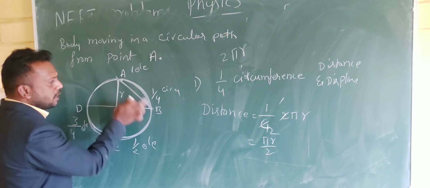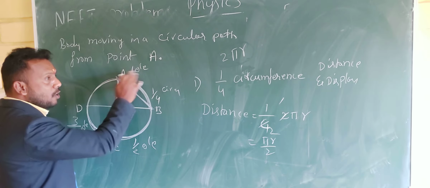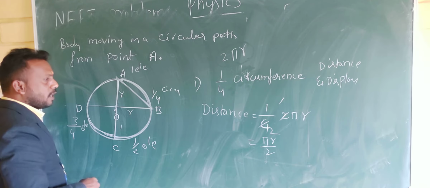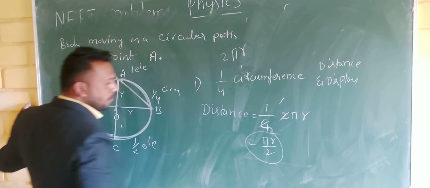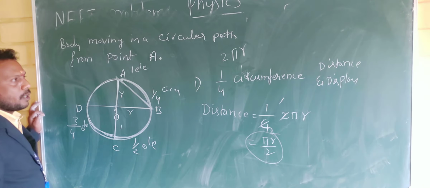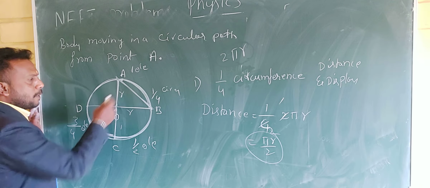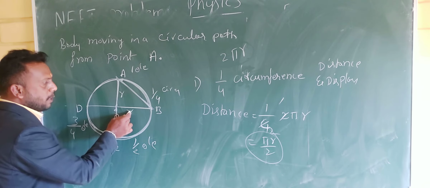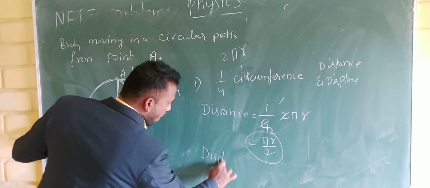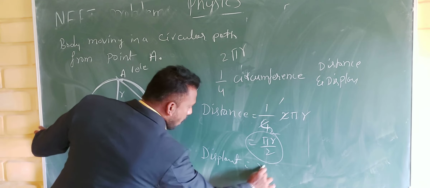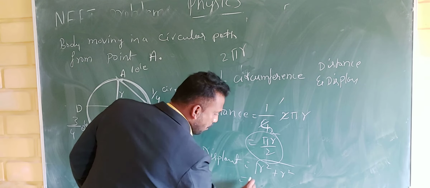The particle moves in a circular path and covers 1/4 of its circumference. What is the distance and displacement? Distance is pi r by 2. Displacement is the square root of r square plus r square.